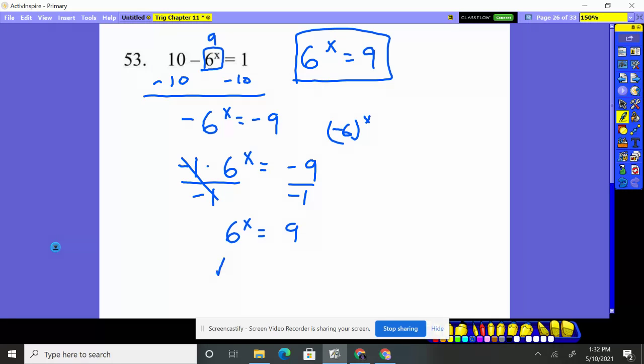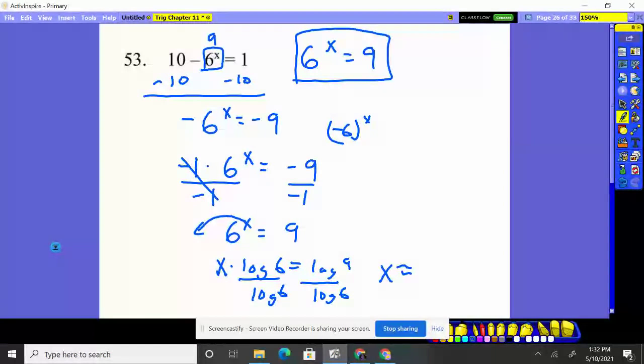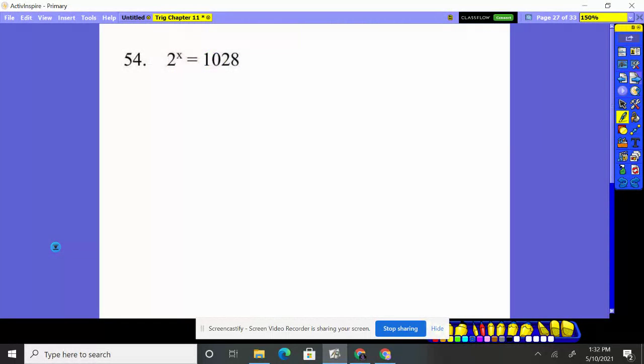I now would need to come in and take the log of both sides, and that would allow the x to move out front. And then when we divide by log of 6, we get x is approximately 1.23 as our answer. Let's do one more.